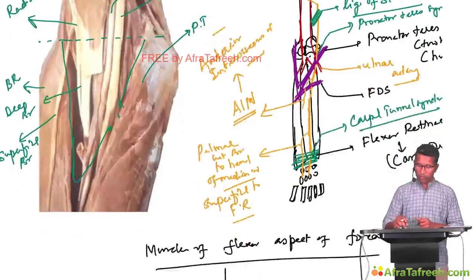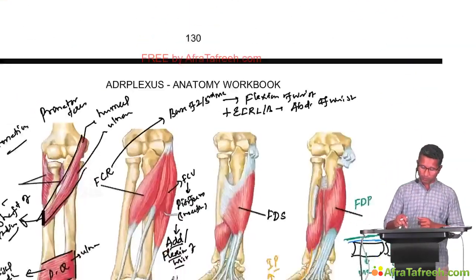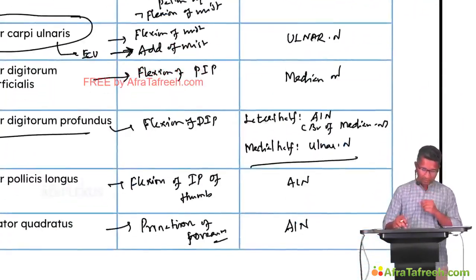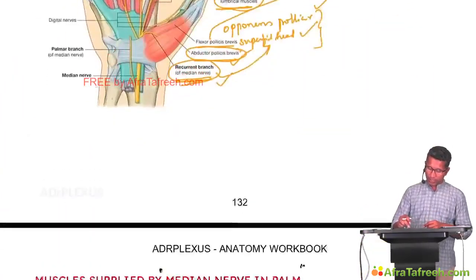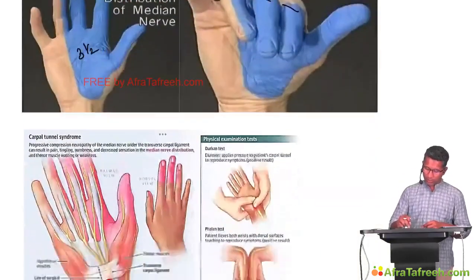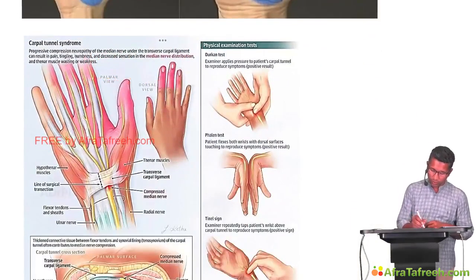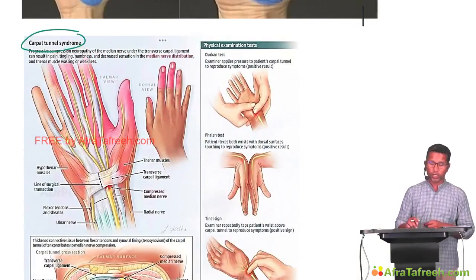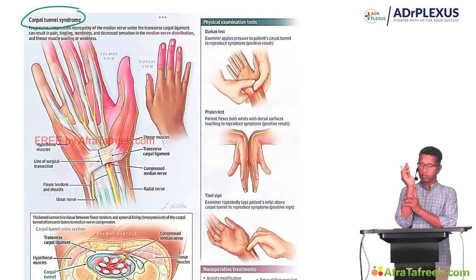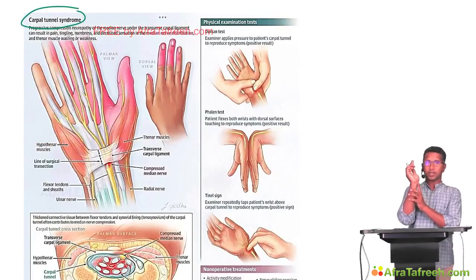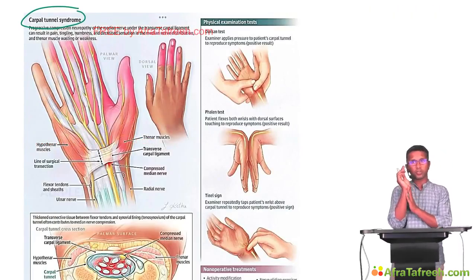When you talk about entrapment neuropathies, the median nerve can get compressed most commonly in an area running across the wrist called the carpal tunnel. So you are going to see carpal tunnel syndrome now. What is carpal tunnel syndrome? Compression of the median nerve in the wrist, through the carpal tunnel where it is running, is called carpal tunnel syndrome.